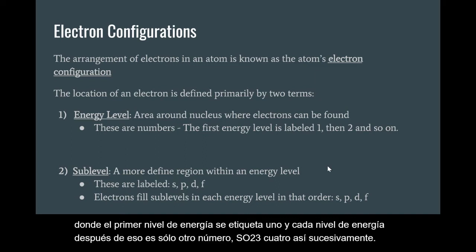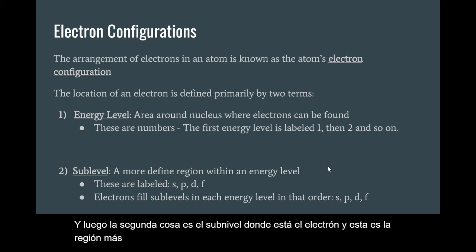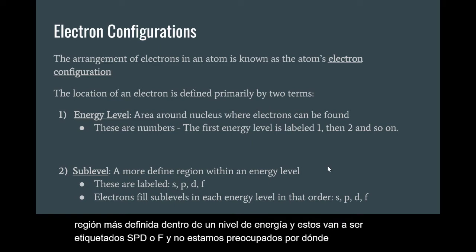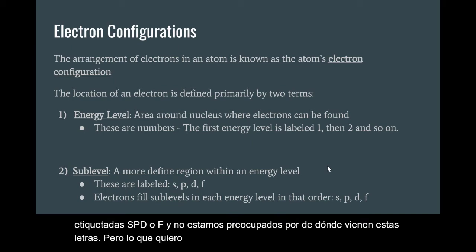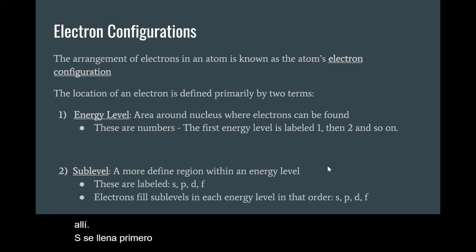And then the second thing is the sublevel where the electron is in. And this is that more defined region within an energy level. And these are going to be labeled S, P, D, or F. And we're not worried about where these letters come from, but what I want you to know is that electrons will fill S first, then P, then D, then F. So they fill in that order when the sublevels are there. S's fill up first, then P's, then D's, then F.